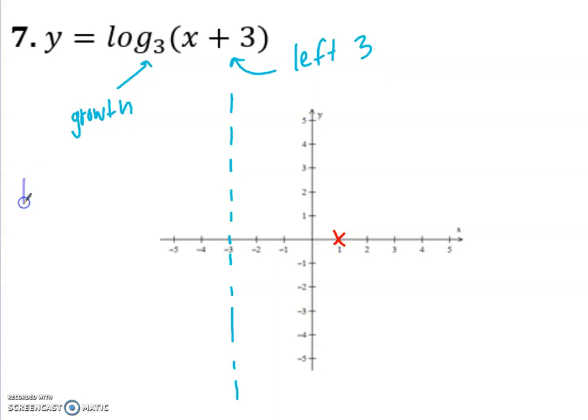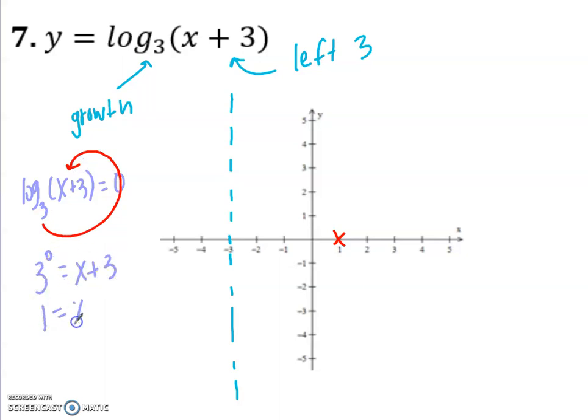Where I end, let's look in a second. Okay, let's see if we can do this. We're going to go log base 3 of x plus 3 is equal to 0, right? When I roll it, 3 to the 0 is equal to x plus 3. That's 1. So x is equal to negative 2. There's my point, and that has been moved conveniently to the left 3. Okay, this is a log growth, so it's going to look like that. Okay, let's finish the rest, and that's it.